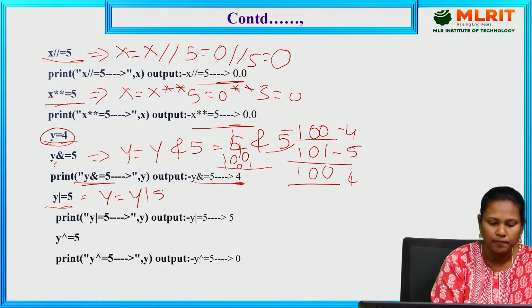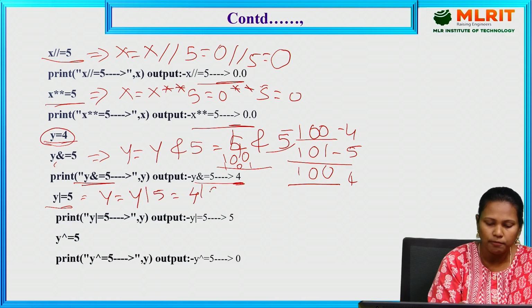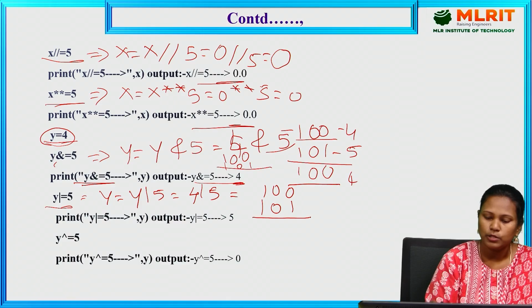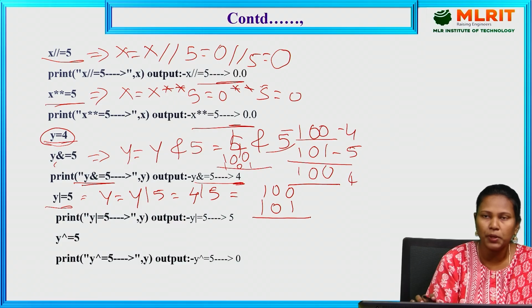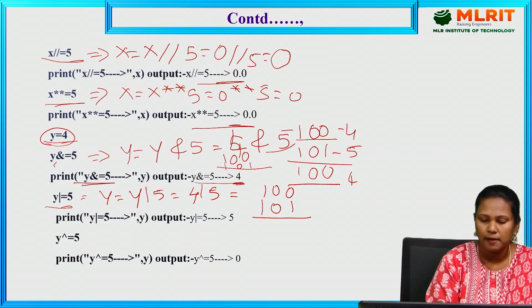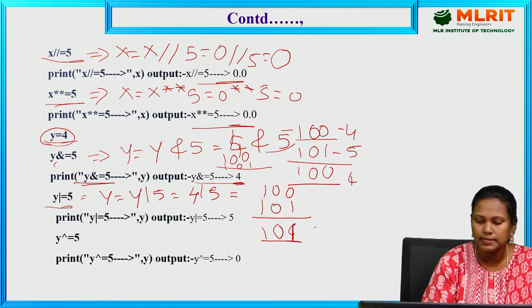Y or 5. 4 or 5 means 4 is 100 and 5 is 101. Here if any one of the inputs is true, it will be true. If both the inputs are false, it is false. 0, 1, 1, so it is the bitwise OR. 0, 0 means 0. 1, 1 means 1. It results in 5.